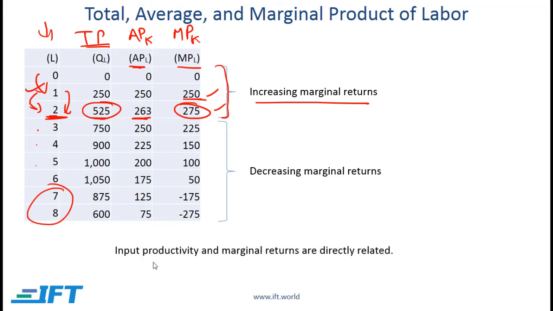Notice a strong link between input productivity, which is essentially this column. So this is the average product, which is total product divided by units of labor. So there's a direct link between the average product and marginal returns. As the average product is increasing in this range, the marginal returns are also increasing. But after this point, the average product is decreasing and the marginal product is also going down.